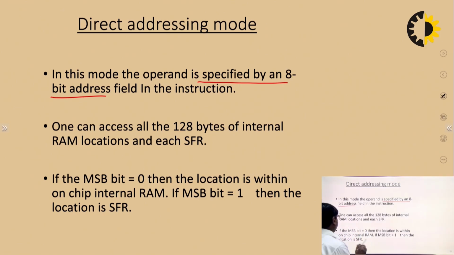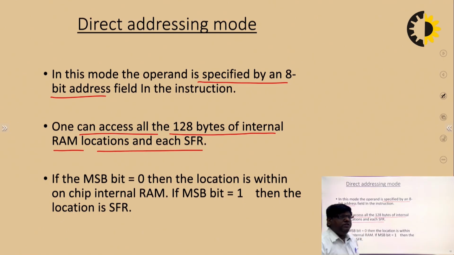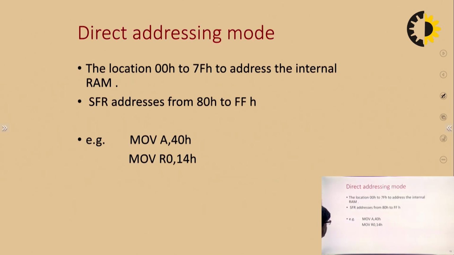Once we can access all 128 bytes of the internal RAM located in the chip. So with the help of the 8-bit address, we can access the whole RAM. Now these are some very important examples of the direct addressing mode.